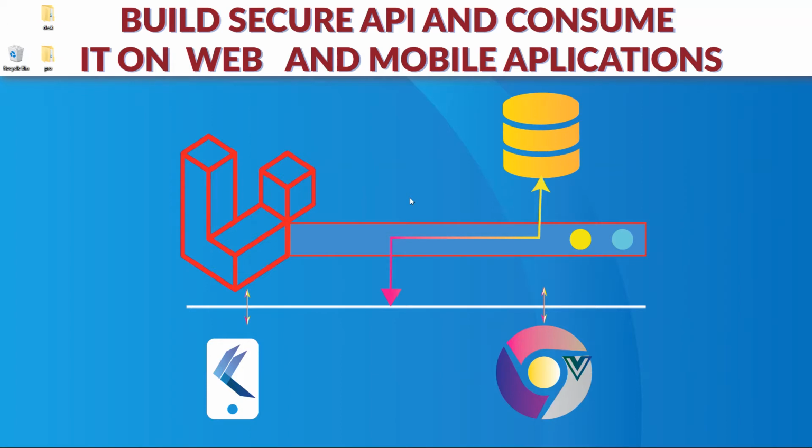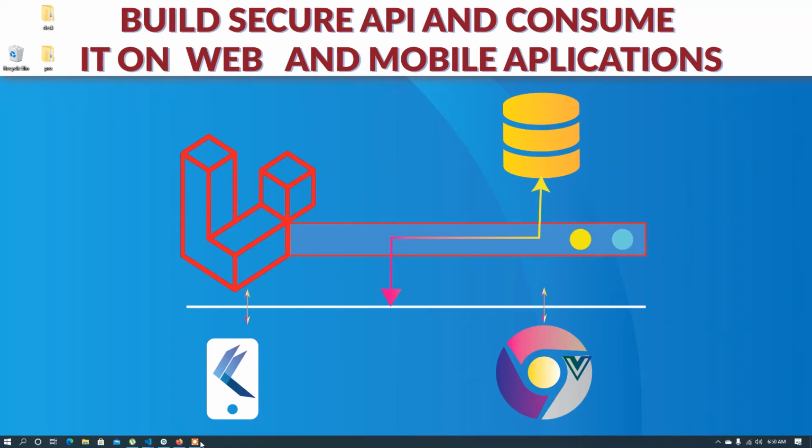And then in the third section of the course, we will build a mobile application also to consume the same API that we'll be building in the first section of the course. And the API will be built on top of Laravel and Laravel Passport for our authentication module. So let's go ahead and see what we'll be creating in the course.